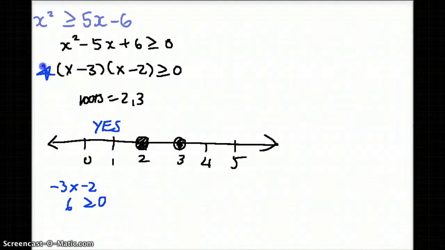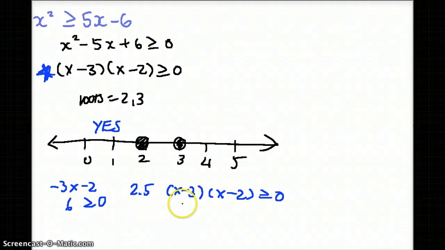And the good thing about using this factorized form is that I don't have to actually plug the number in and solve it. So let's say I'm going to choose 2.5, okay? And then I have (x − 3)(x − 2) greater than or equal to 0. I just have to know if this is going to be positive and this is going to be positive or negative.